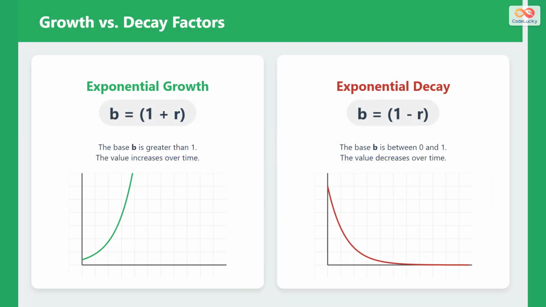The key difference between growth and decay lies in the base of our exponent. For growth, our base is 1 plus r, which is greater than 1. This causes the graph to curve upwards. For decay, like a population declining, our base is 1 minus r. This gives us a value between 0 and 1, causing the graph to curve downwards over time.